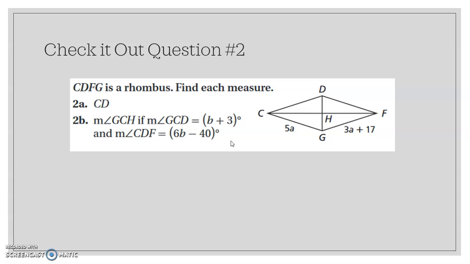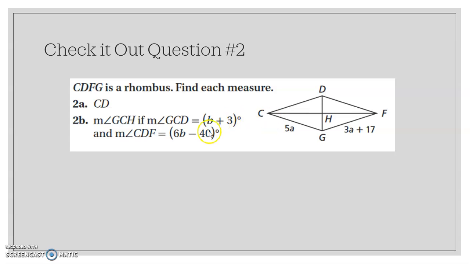B comes out to be 31, and then what we're going to do is we're going to take that and put it into the b plus 3, because that's the whole angle here. So that's 34, but I only wanted this half of the angle. So 34 divided by 2 is 17, and 17 is your final answer.